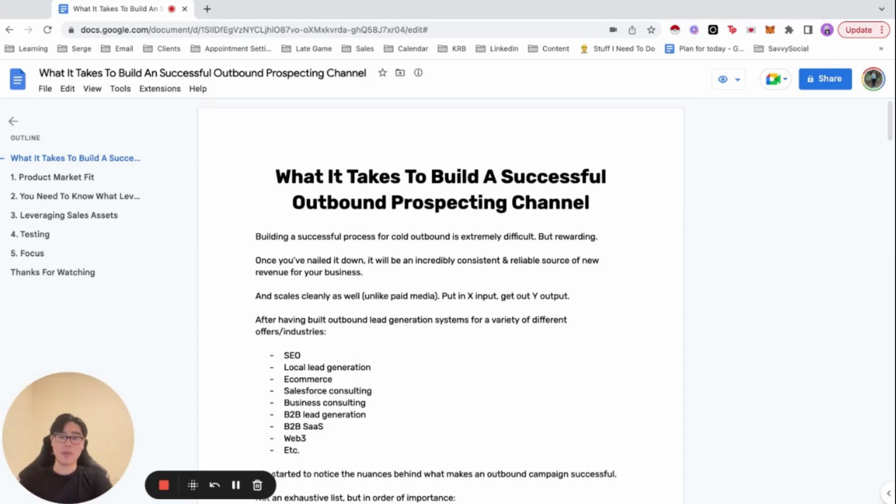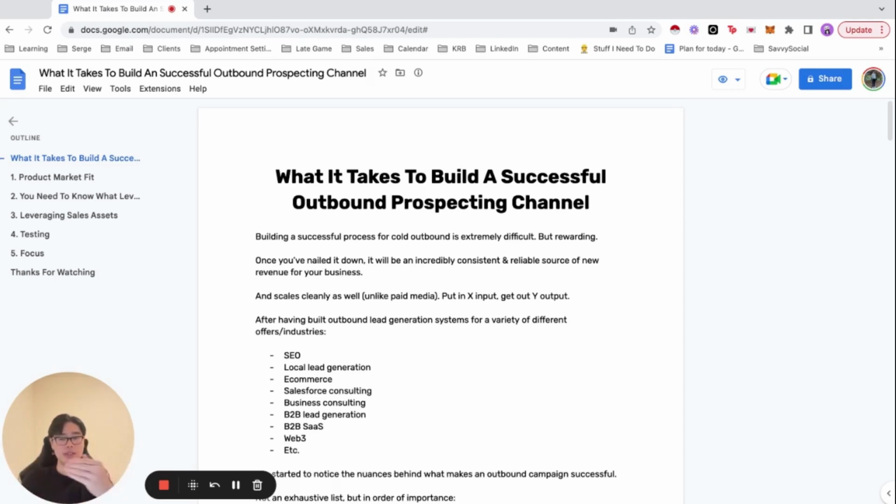And on top of that, cold outbound scales very cleanly as well, unlike paid media. So what I mean by this is if you're scaling your business's lead generation efforts with Facebook ads, TikTok ads, Google ads, etc., after a certain point, you're going to start to see diminishing returns. You're going to start to see that your lead quality is just ever so slightly decreasing, your cost per acquisition is ever so slightly increasing, and it will get to a certain point where it just doesn't make sense to keep spending more money on the platform because the profit margins just don't make sense anymore.